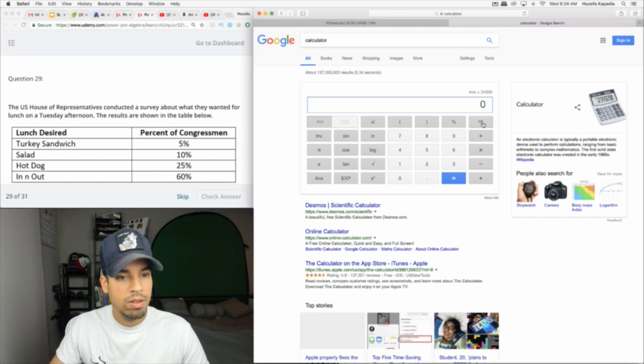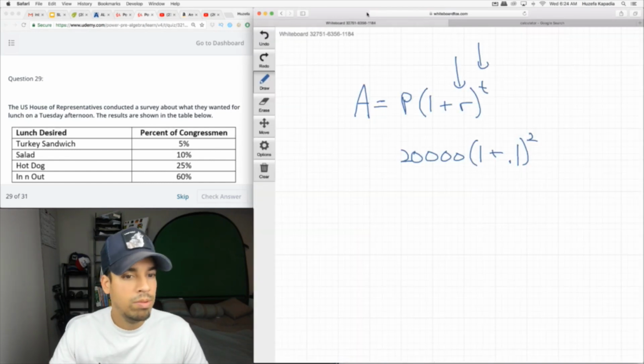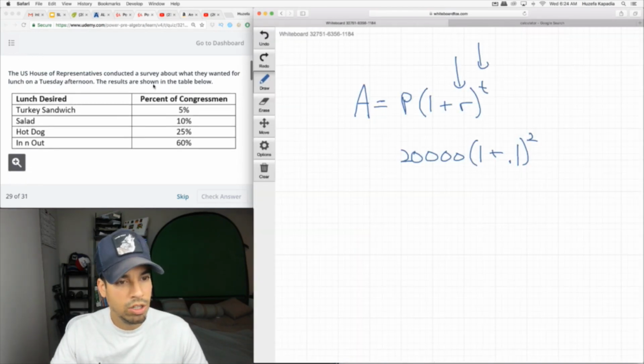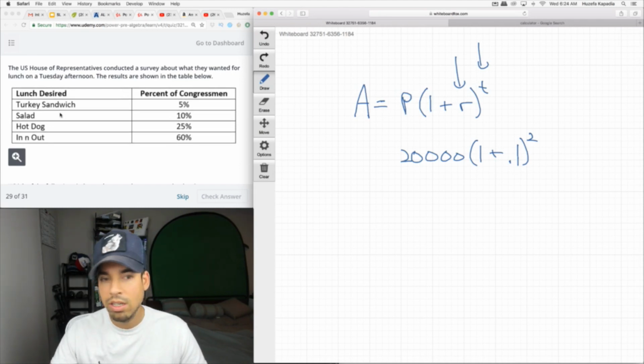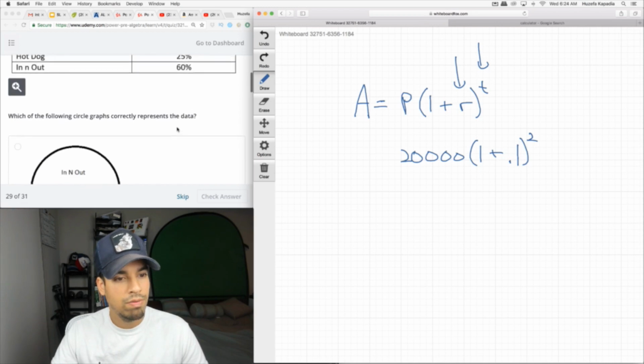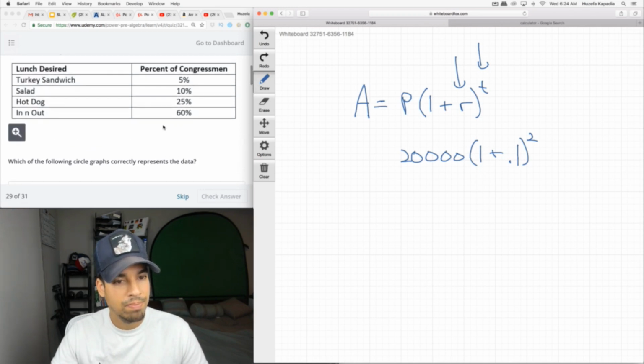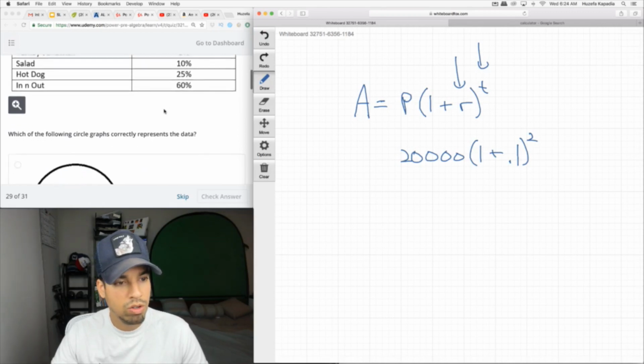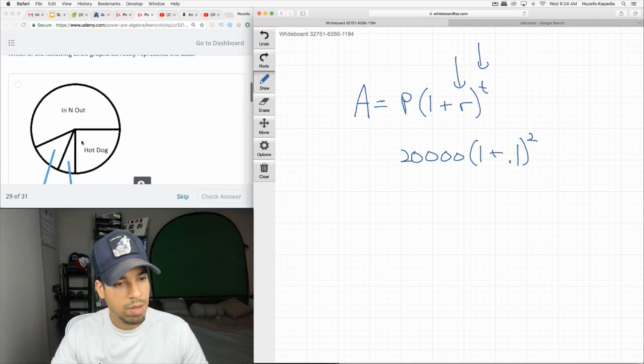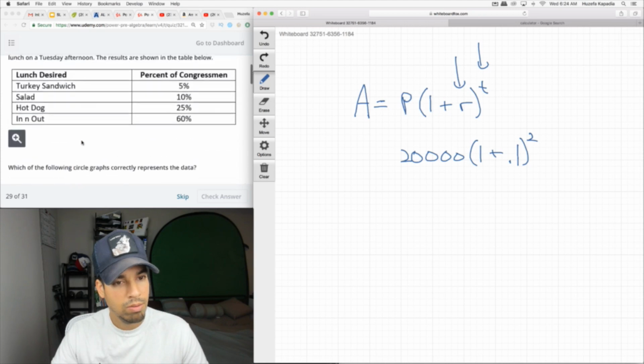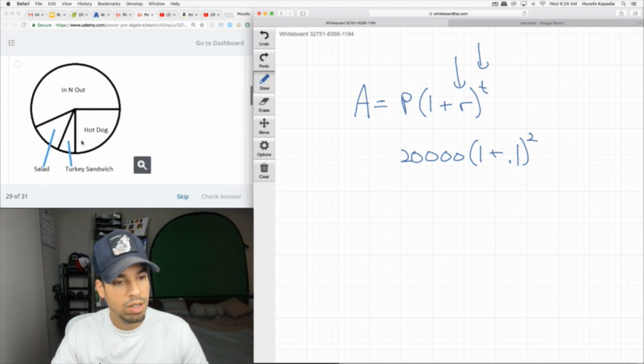All right. The U.S. House of Representatives conducted a survey about what they wanted for lunch on Tuesday afternoon. The results are shown in the table below. 5% wanted turkey, salad, so on and so forth. Which of the following circle graphs represents the data? So look, In-N-Out, it's got to be the biggest. Hot dog's going to be about a quarter, right? This looks about right. Turkey sandwich, 5%.